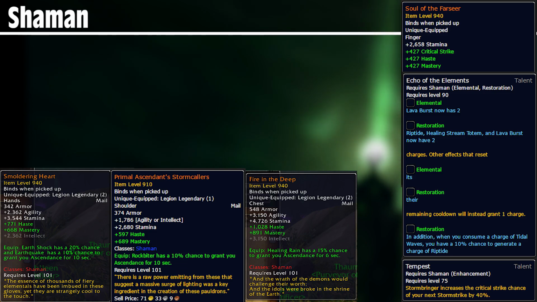Fire in the Deep goes onto the chest, and this causes Healing Rain to give a 15% chance to give Ascendance for 6 seconds. The class ring for Shaman is called Soul of the Farseer. Depending on your spec, you'll either get Tempest or Echo of the Elements.